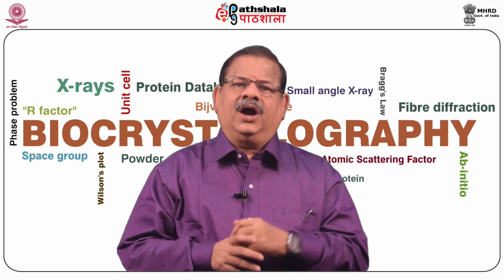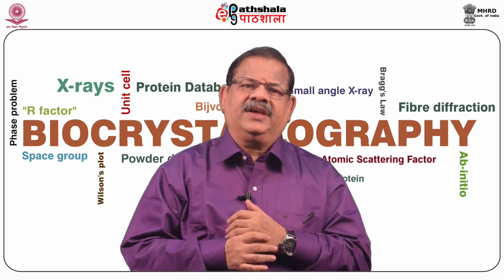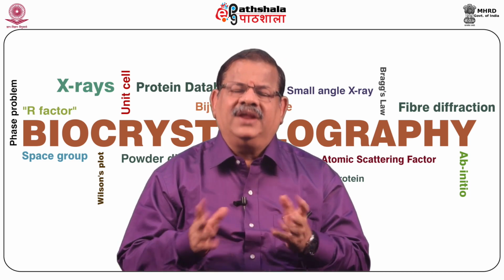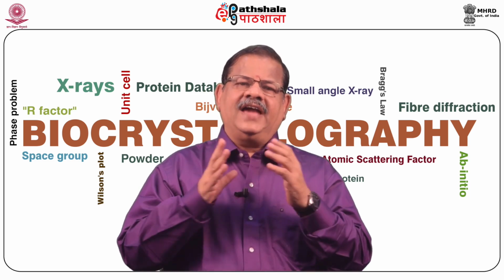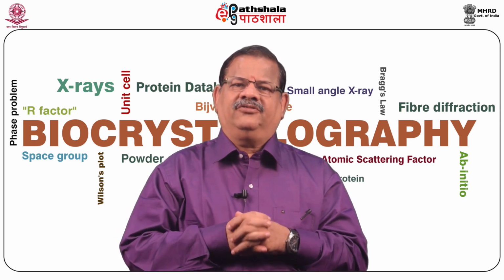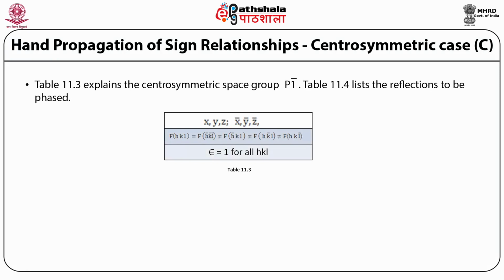Now, usually all the reflections chosen for phase propagation will have their normalized structure factors greater than 2.0, leading to a high probabilistic estimate of the phase relationship. So here we have a table explaining the equivalent positions. This is a P1 bar structure, so we have one molecule at position x, y, z, and another molecule at x bar, y bar, z bar.